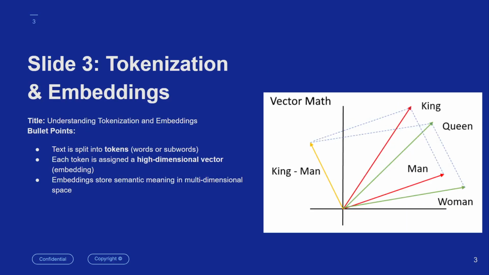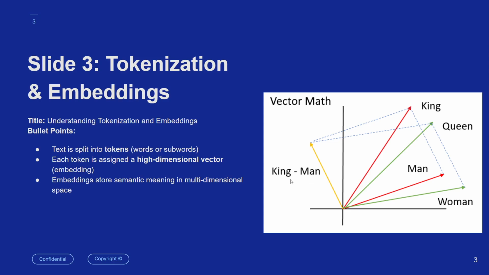Next, tokenization and embeddings. The first step in processing text with transformers is tokenization. This process breaks down text into smaller units called tokens, which could be entire words, subwords, or even individual characters. Each token is then mapped to a numerical representation called an embedding. These embeddings exist in high-dimensional space where words with similar meanings are positioned closer together. This helps the model understand the relations between the words and use them efficiently in different contexts.